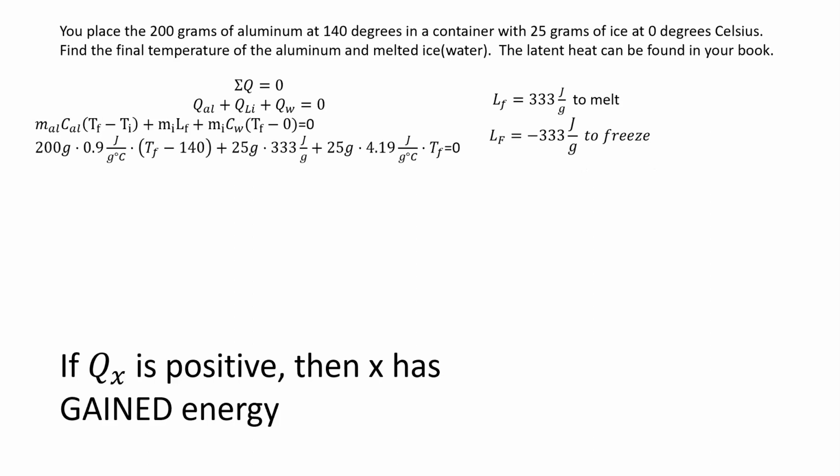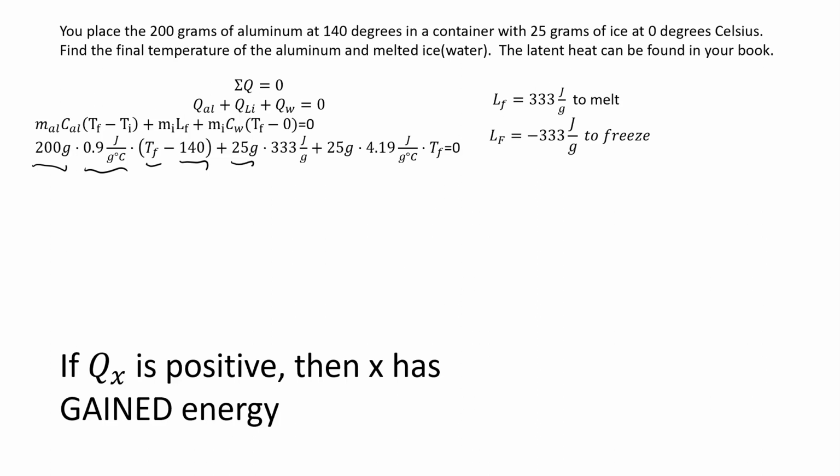The rest of this is plug and chug, but just to show you what it looks like when you put the numbers in. You've got 200 grams of aluminum. The specific heat of aluminum is about 0.9. The initial temperature of the aluminum was 140. I put a TF here. The final temperature of everything will, of course, be the same. That's why I don't put a subscript on it.